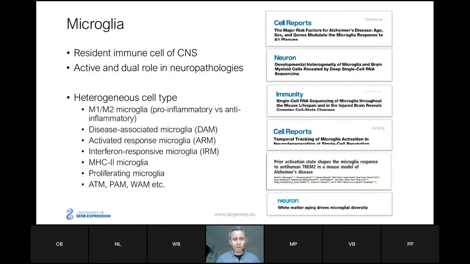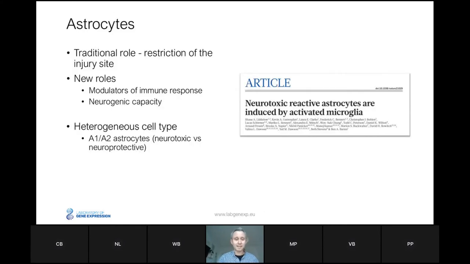And the follow-up work basically discovered many more different subtypes, which have different functions, which could be beneficial or detrimental based on the disease context. So for the microglia, the current belief is that there are at least 5 different subpopulations, which could be somehow manipulated in diseases. A similar situation exists in the astrocytes.